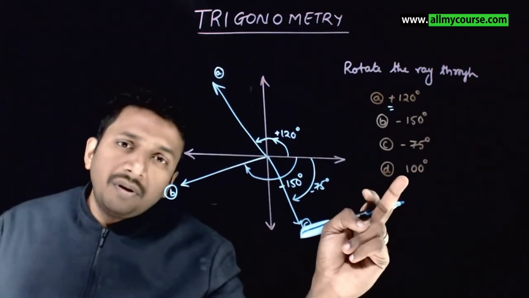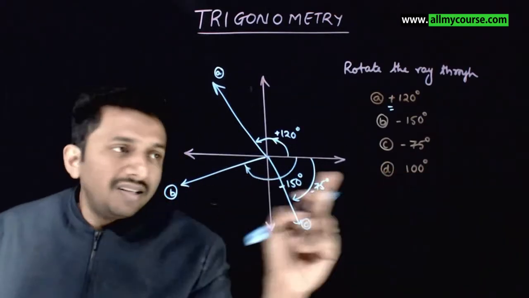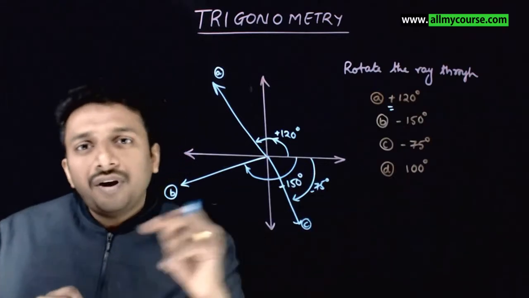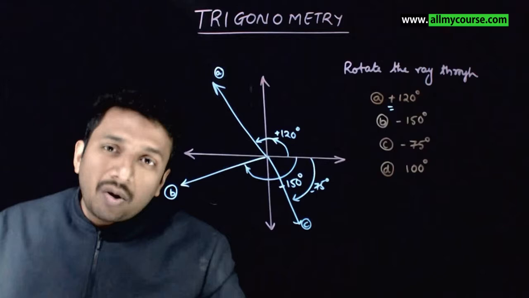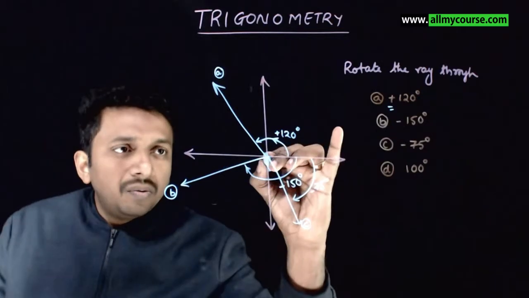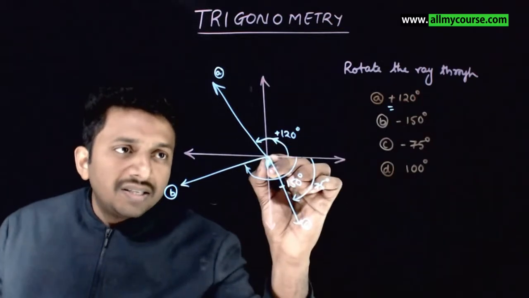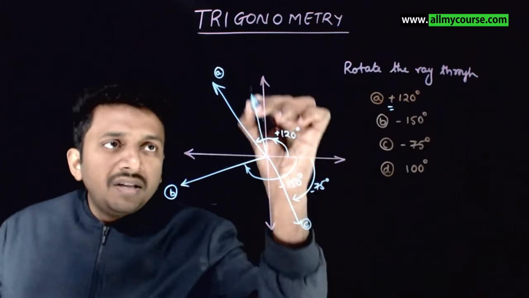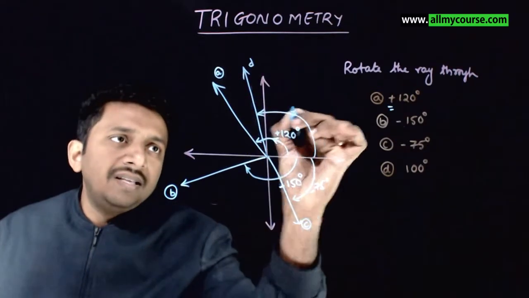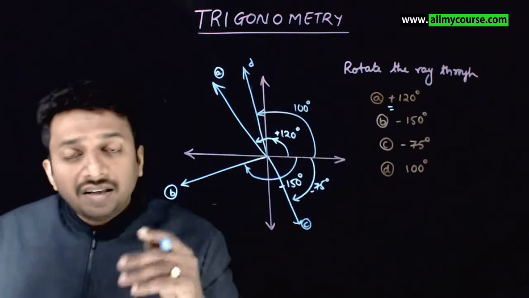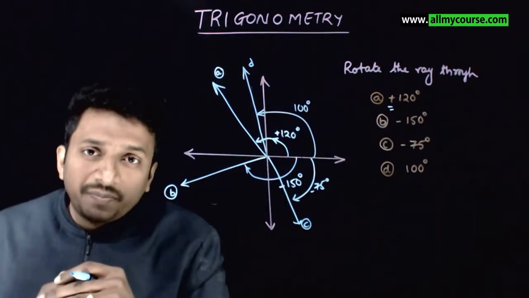Now if you are asked to rotate the ray through 100 degrees, there is no sign here, so the default sign is positive. So I need to rotate it in counterclockwise direction. If this is 120 degrees, 100 lies in between. So this angle is 100 degrees in counterclockwise direction.